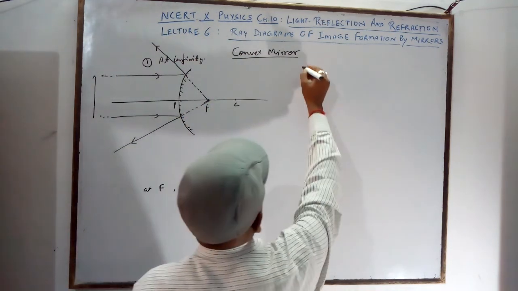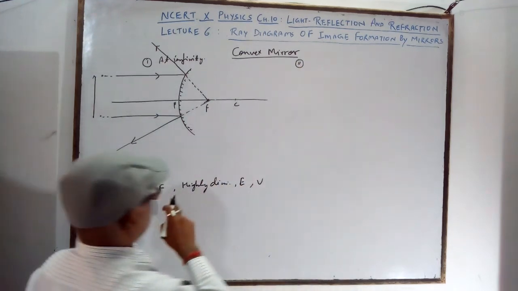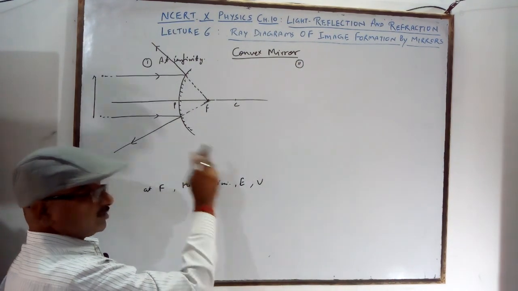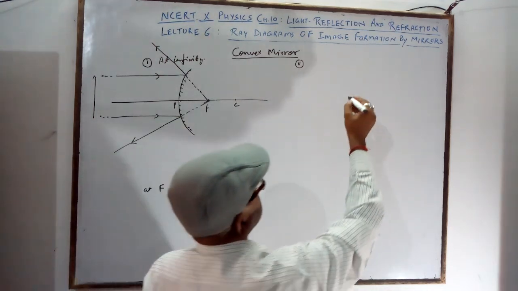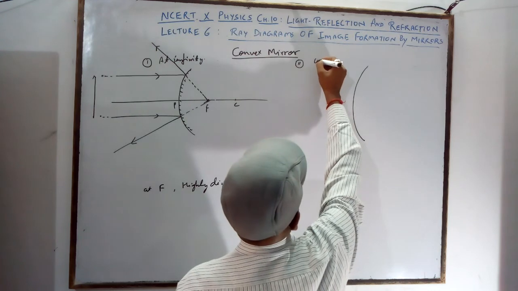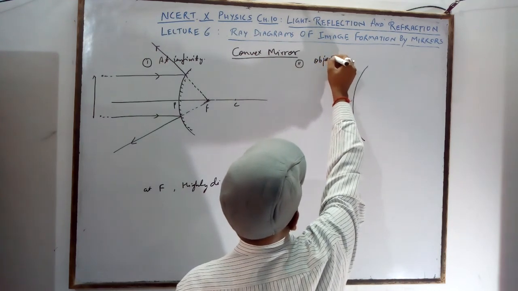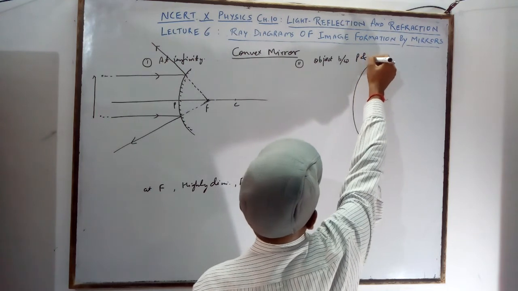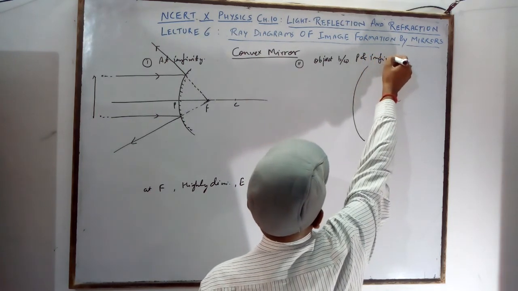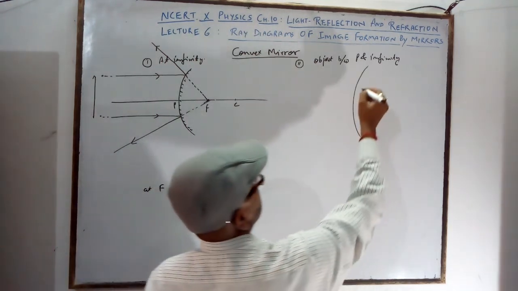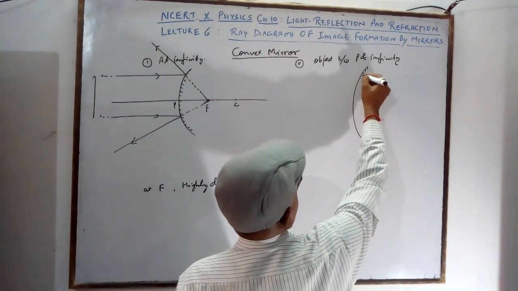What type of image do you get? Highly diminished, erect and virtual. The second condition is when the object is between pole and infinity.